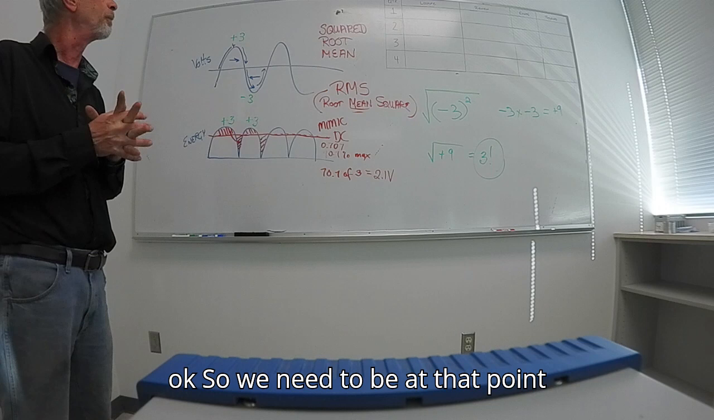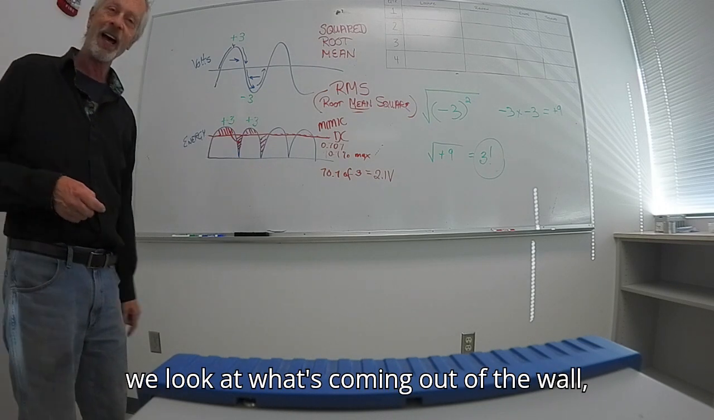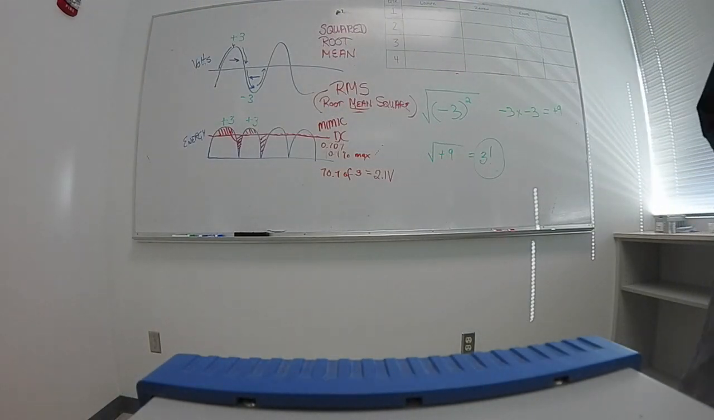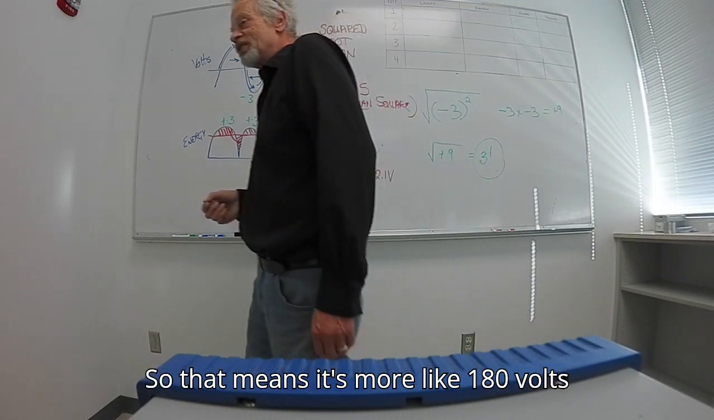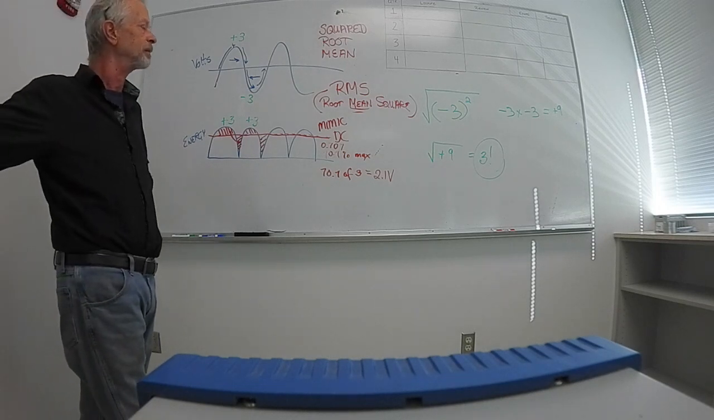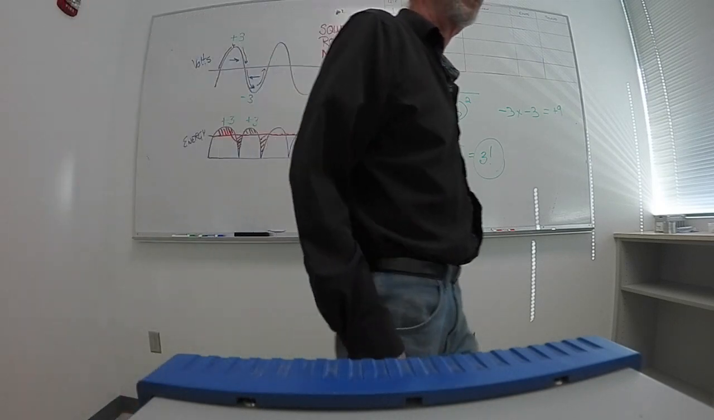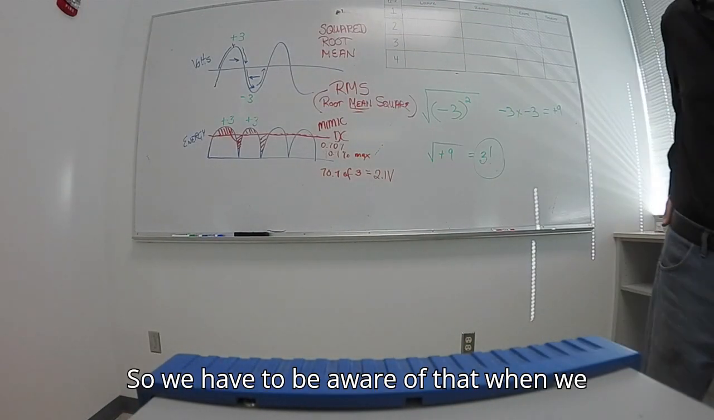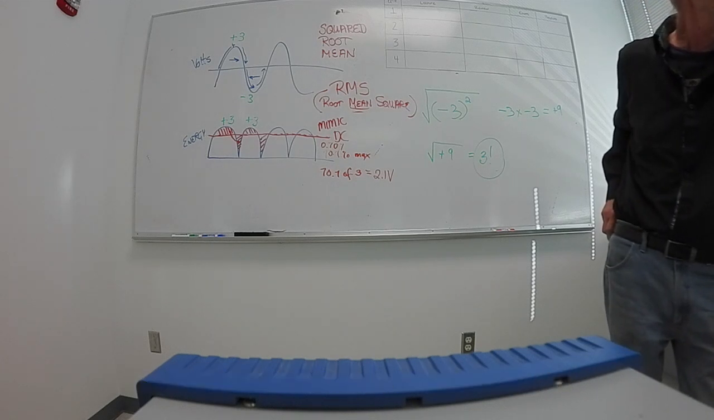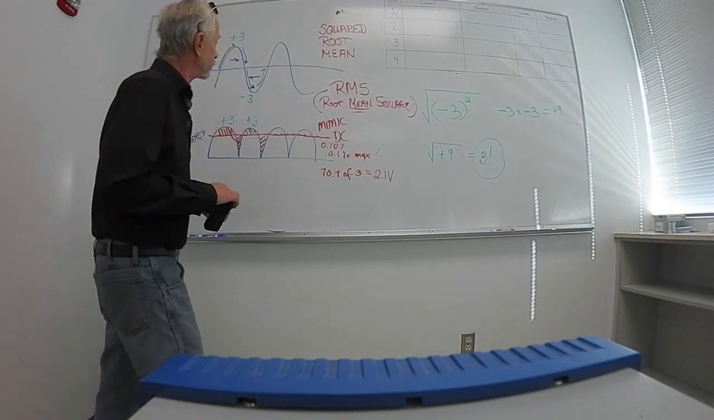Okay, so we need to be at that point because we need to understand that when we look at what's coming out of the wall, it's 120 volts RMS. So that means it's more like 180 volts peak. It's getting close. So we have to be aware of that when we pick components, because the components have to be able to deal with the peak voltage. All right.